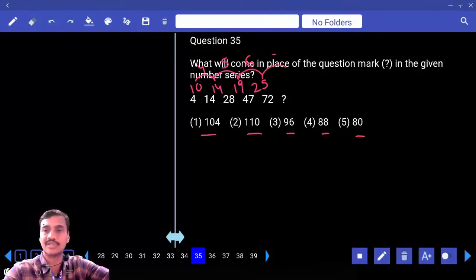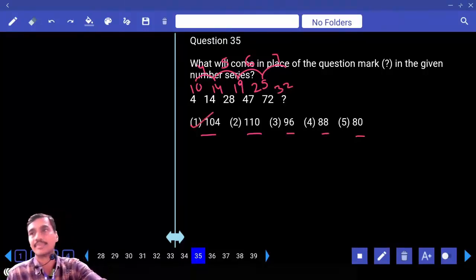Next one plus 7. 25 plus 7, 32. Now 72 plus 32. What is the number we have? 72 plus 32, 104. Choice 1, question number 35. Done? Now with this we have come to an end of this reasoning section in this paper.